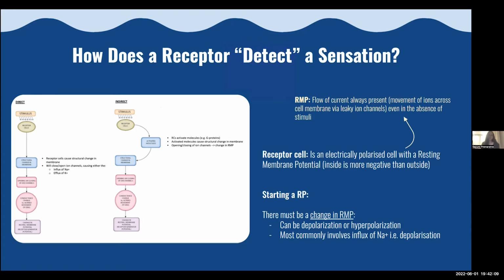And in the indirect pathway, it's very similar, except at the start, the stimulus is going to activate certain secondary molecules like a G protein, and that molecule will cause the change in the ion permeability.